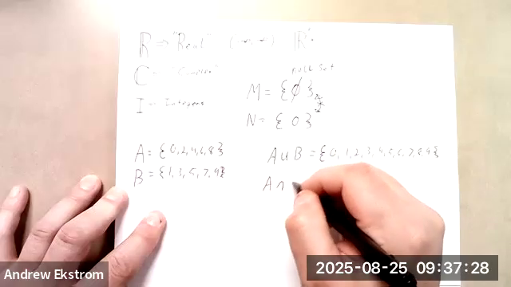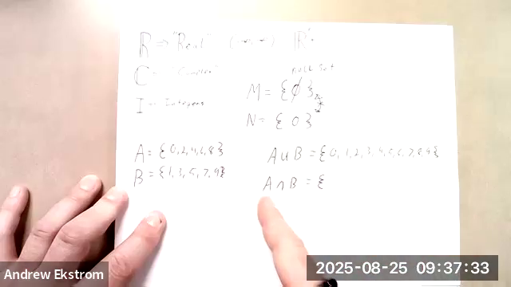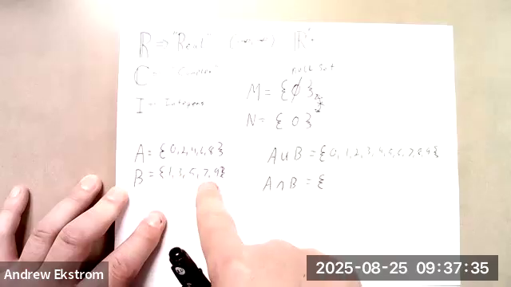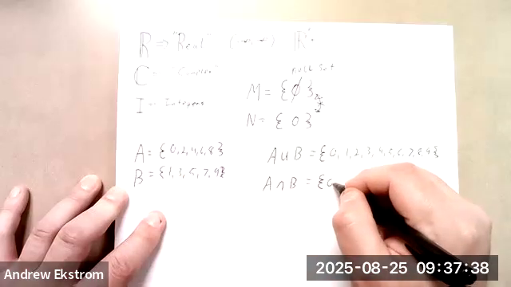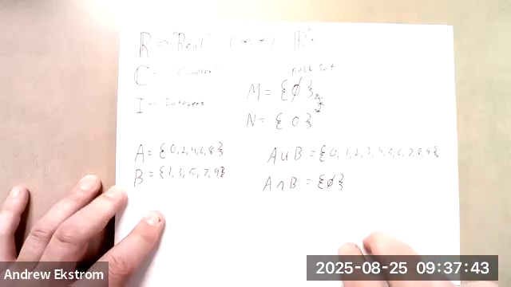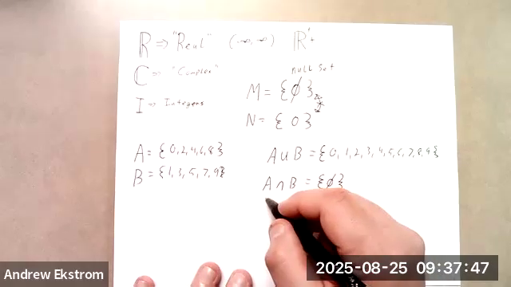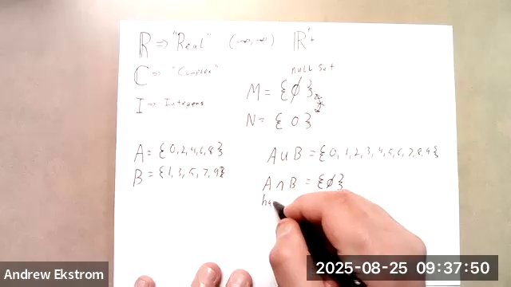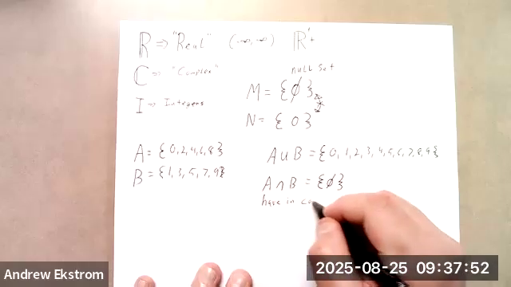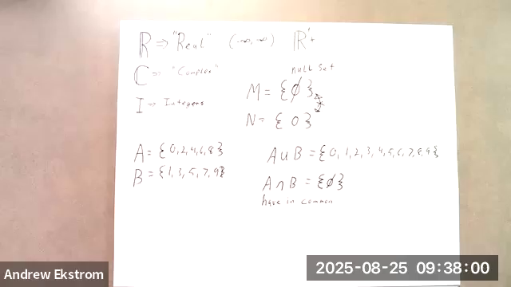A intersect B. Are there any numbers up here that are in the same thing down here? No. So we have A intersect B, looking at what do they have in common? There is nothing they have in common. So that's going to be the null set.